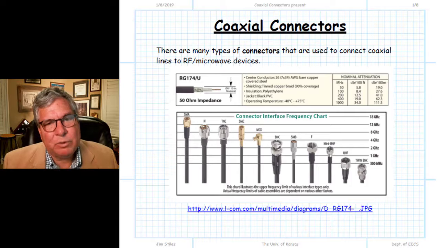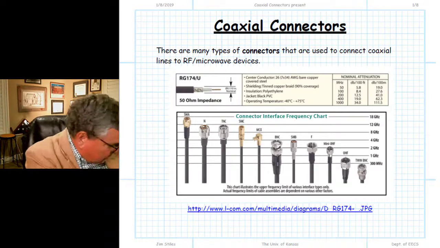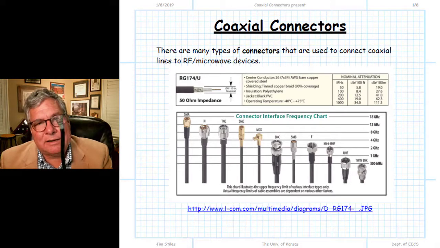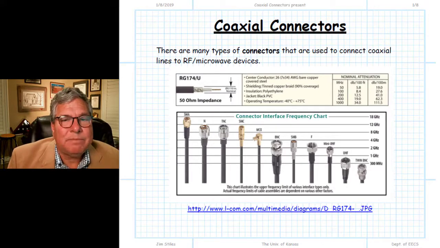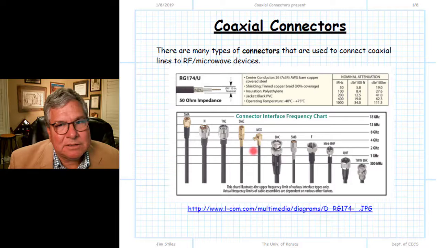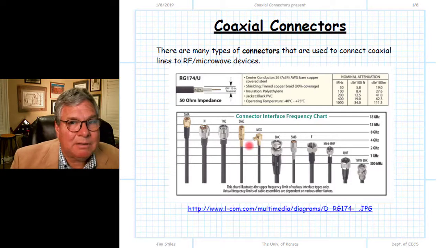So one big issue with coaxial cables, and again I'll use my visual here, is how do you connect the end of the cable to some useful microwave or radio frequency device. So every coaxial cable you see will have some sort of connector at the end of it. And this allows us to connect it to some device that has been designed to accept that connector.